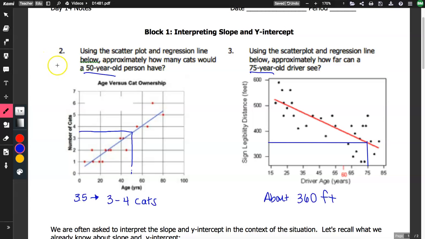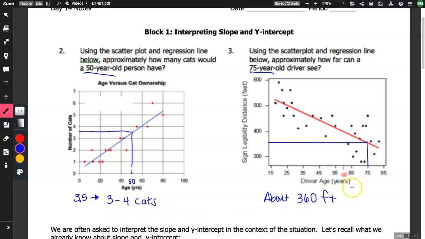All right, so here's what I got for each of those. They're both giving you an X value. The first one is about how many cats people have based on their age. It asks about a 50-year-old person. So I found where 50 would be on the x-axis, followed it up to the regression line, and then followed that over to the y-axis. Now for this one, it's about 3.5, and that doesn't really make sense for cats. Can't have 3.5 cats. So I'd say about 3 to 4 cats is an appropriate answer there.